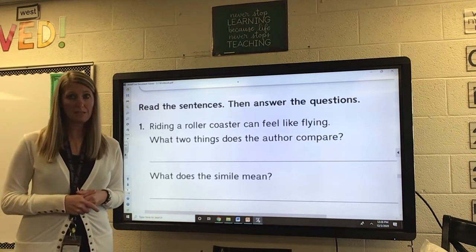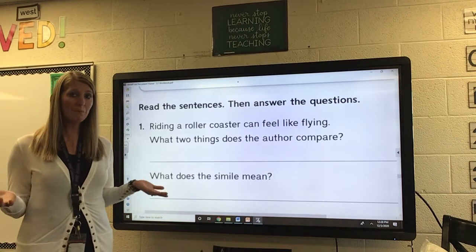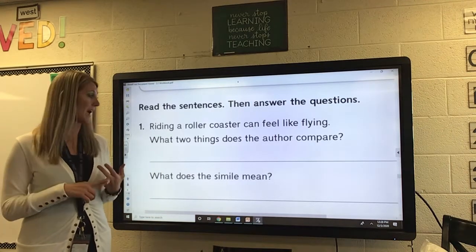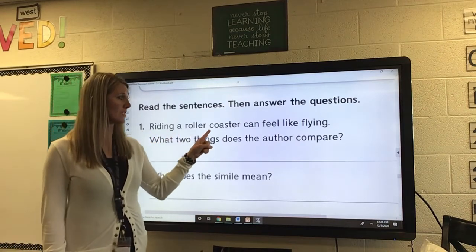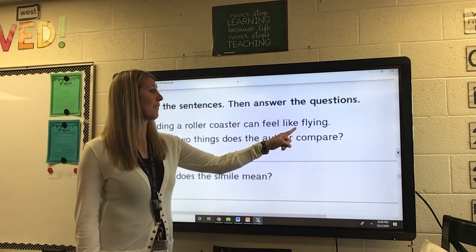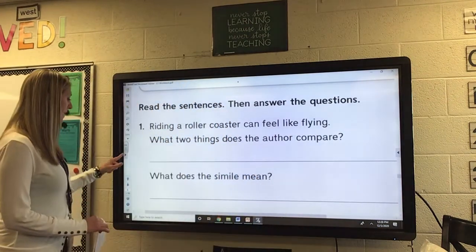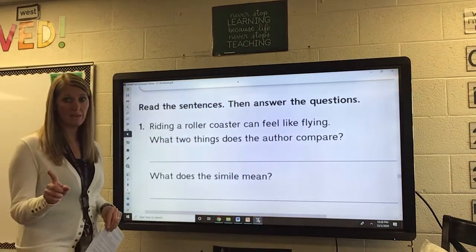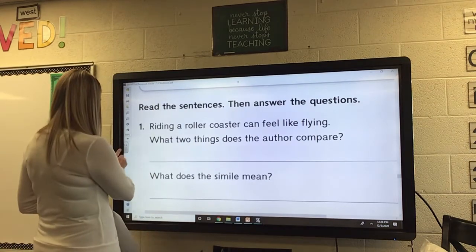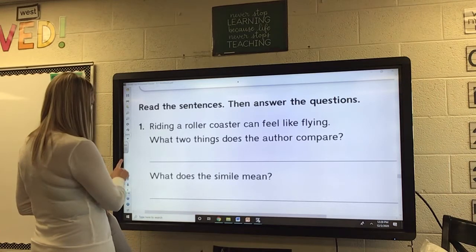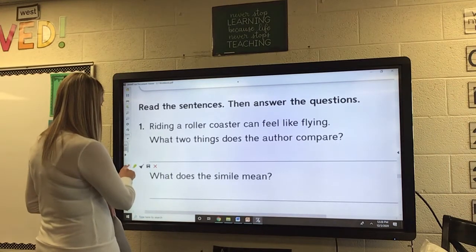So I will read the sentences, and then I want you to think, what is the simile? What are we comparing, and are we using like or as? So number 1 says, riding a roller coaster can feel like flying. All right, Mrs. Murphy found right away the word like. So I would like you to circle the word like. And it's at the end by flying.